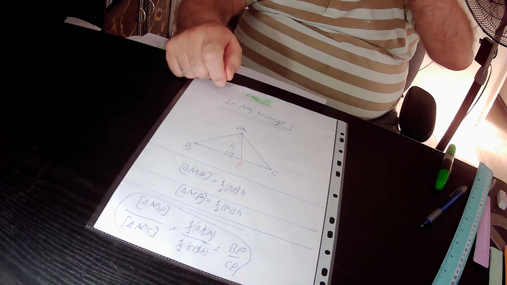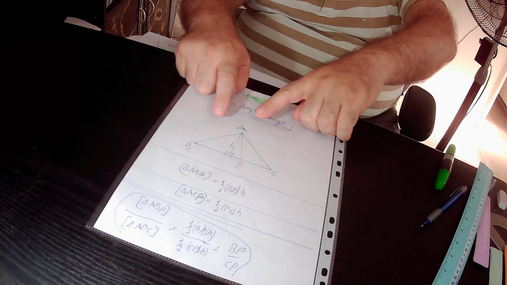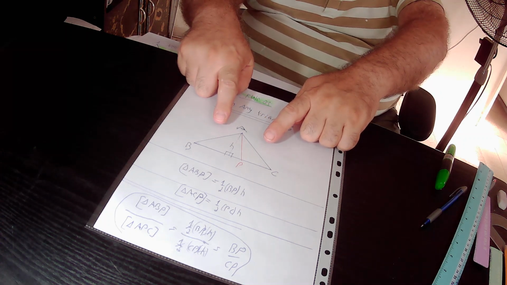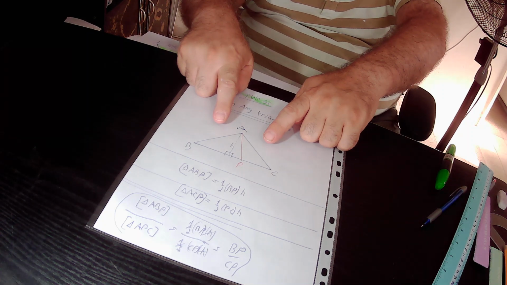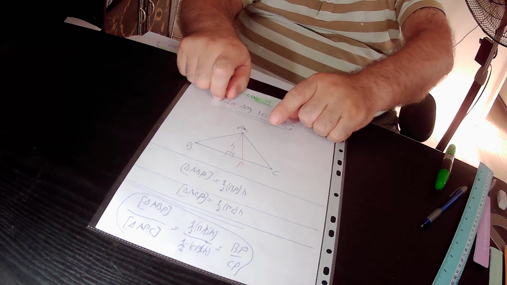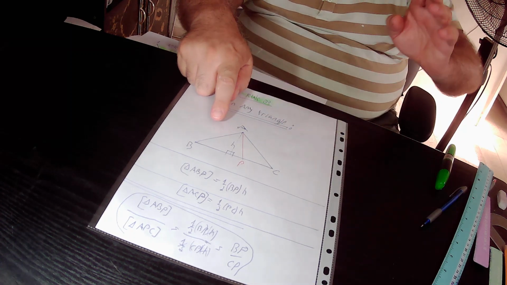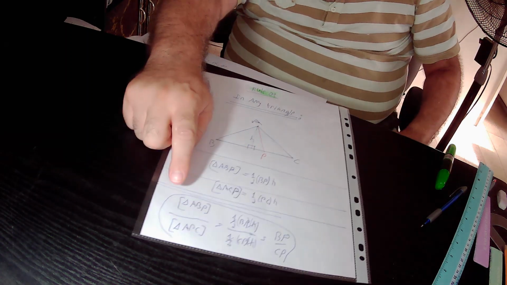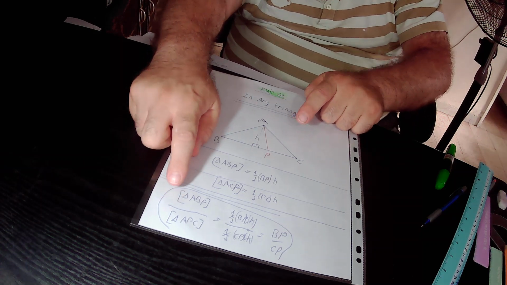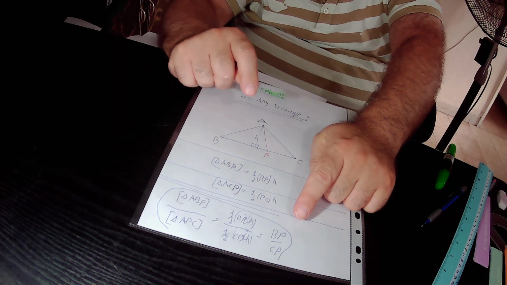According to rule 23, the ratio between the areas of those two small triangles that were created by line segment AP is equal to the ratio between their corresponding bases. The corresponding bases are BP and PC. Therefore, the ratio between the areas of the two small triangles, the area of triangle ABP over the area of triangle APC, is equal to BP over PC.